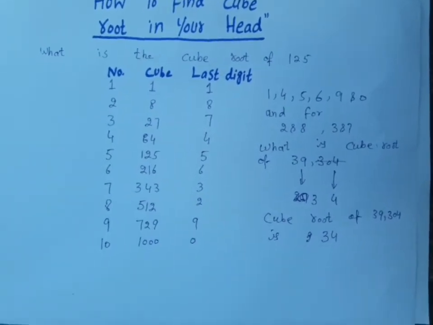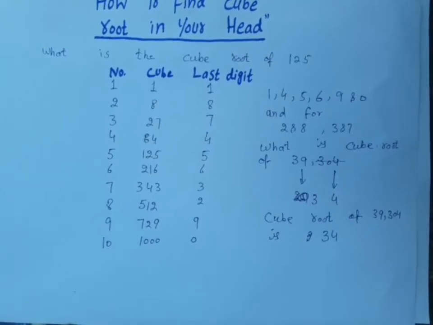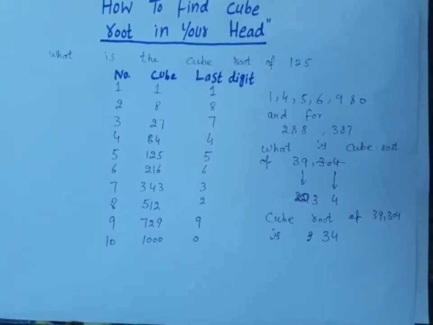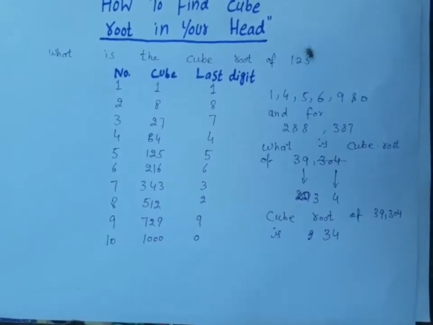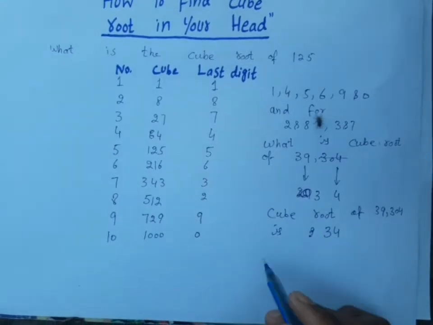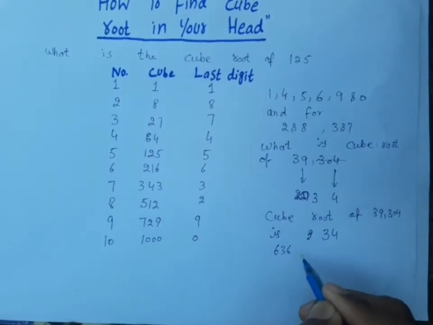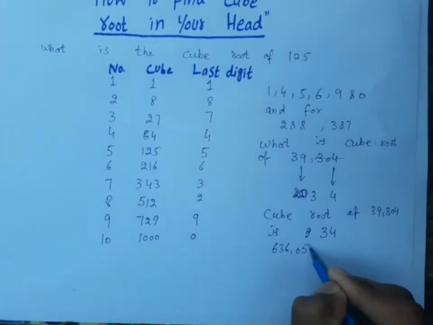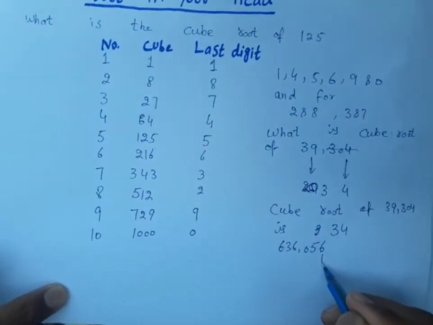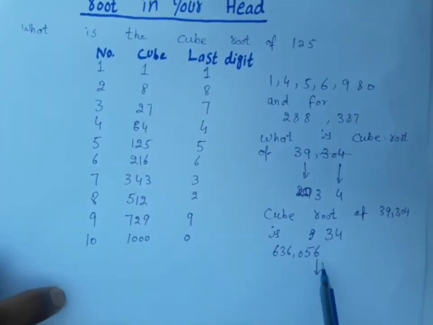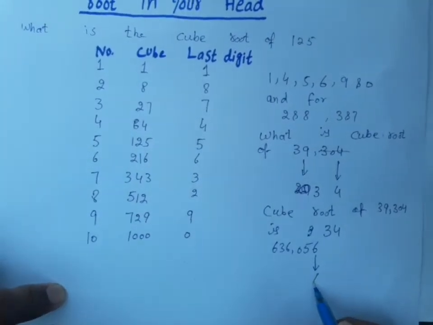Okay, so now ask someone to pick a number between 1 and 100. They tell you the cube, and you can instantly tell them the cube root. So here is a number, 636,056. Okay, now do the same thing. First of all, the last digit is 6, and 6 corresponds to 6, so we write it down here.